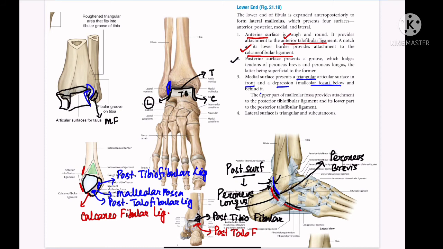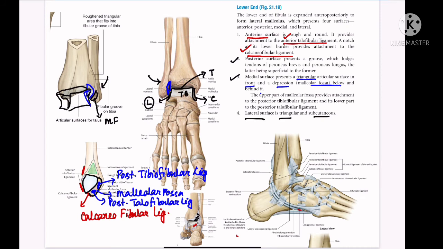So we have covered the medial surface and the lateral surface. The lateral surface is triangular and subcutaneous. So when you clear the diagram from all these annotations, you'll get to see the lateral surface, which is triangular and subcutaneous, and you can feel the lateral surface by mere palpation on your foot. So by that way, the four surfaces on the lower end of the tibia provide attachment and articulation.